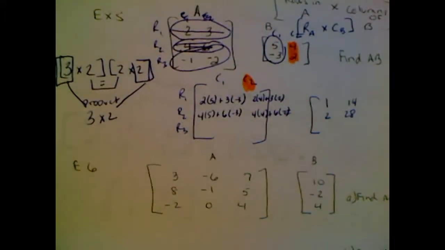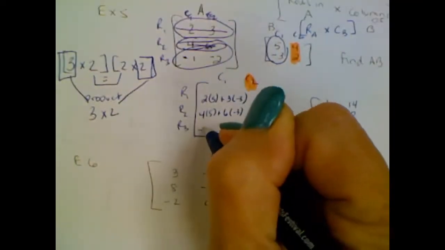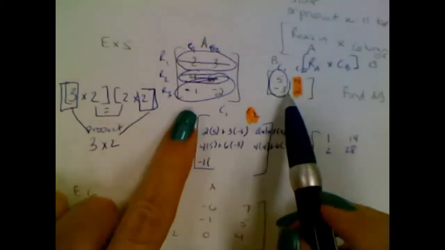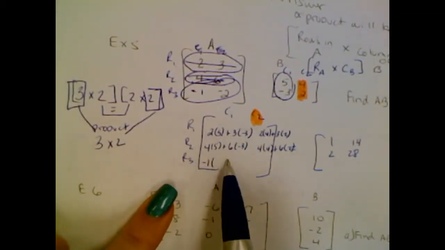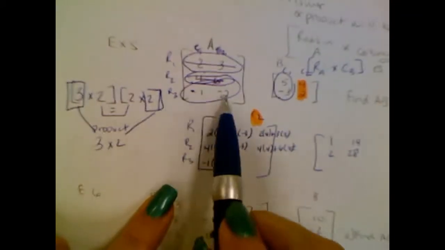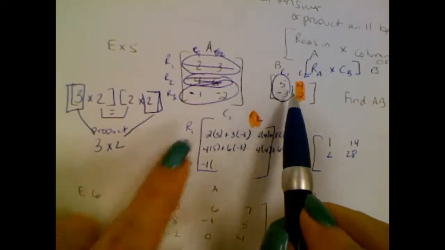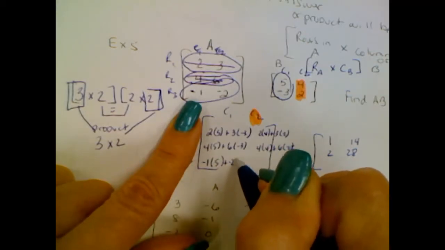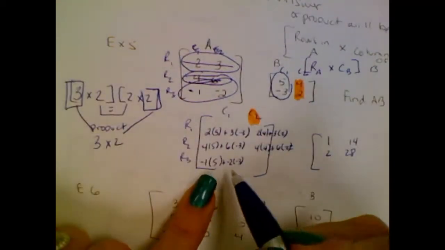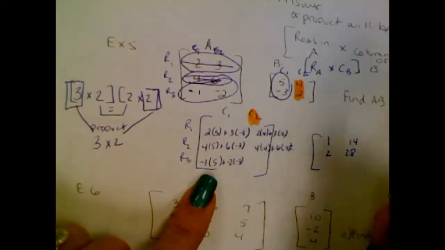Now I'm circling row 3. These are both negative, so be careful. We have negative 1 times, we're back to column 1, guys. We're in row 3, column 1. Here's row 3, here's column 1. So you have negative 1 times 5 plus negative 2 times negative 3, which is negative 5 and 6, which is 1.